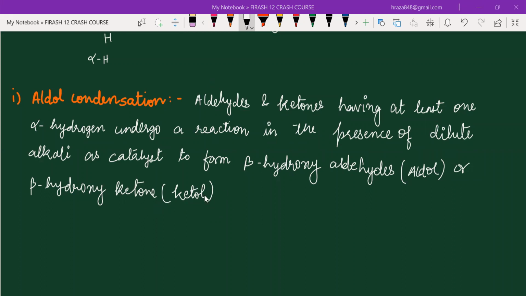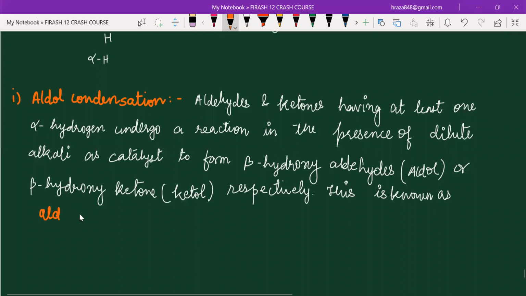So aldehydes or ketones, respectively. Just write with me. Then I'll explain all this. And this is known as the aldol reaction. Please do write with me.